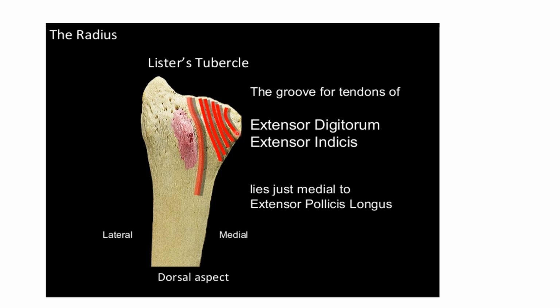At this stage, you just have to memorize which muscles' tendons have grooves medial to the Lister's tubercle. These three muscles: extensor pollicis longus, extensor digitorum, and extensor indicis. The grooves for the tendons of all three muscles are present medial to the Lister's tubercle.